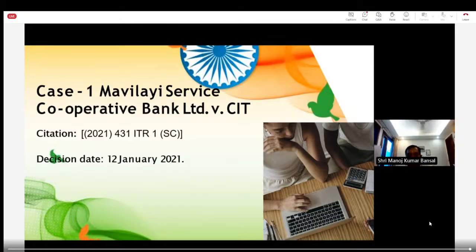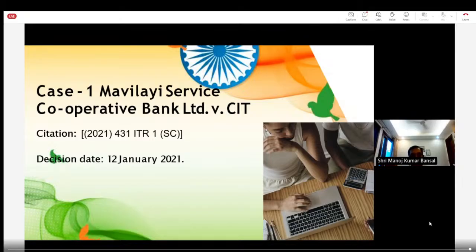So now I come to some Supreme Court cases and other cases of high courts, which give a direction to the cooperative societies on how they can work, and these decisions are a guide to society as well. Case number one is Mavilai Service Cooperative Bank Limited versus CIT.